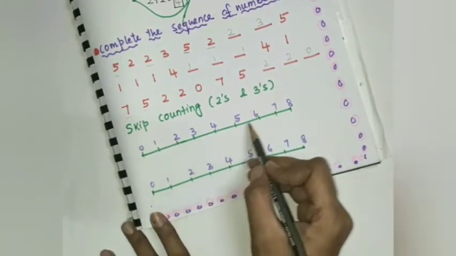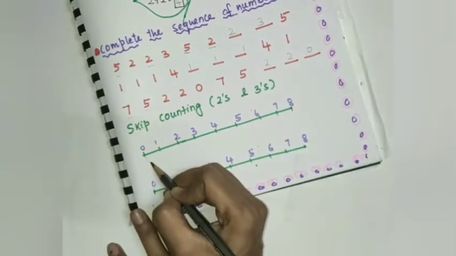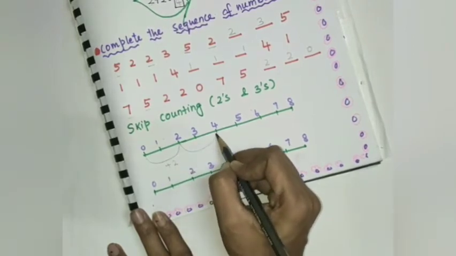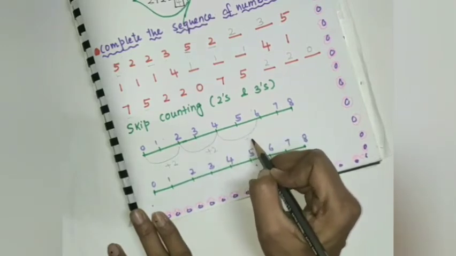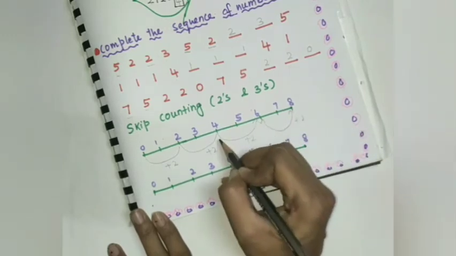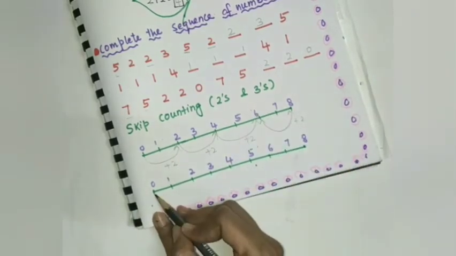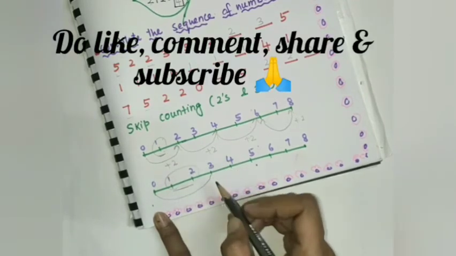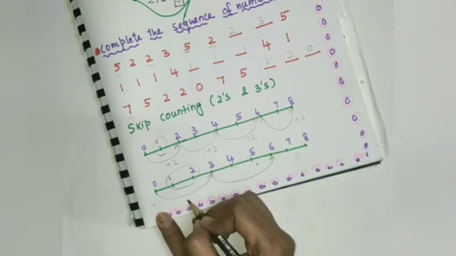Okay, then skip counting by 2. What we'll do is skip one number in between. Then again skip one number: 2, skip 3, then go to 4, then 4 to 6, skip one number. Otherwise we'll just add two and jump. Like that we'll do skip counting by 2. Then for 3, we skip two numbers in between. Here there are 2 numbers, 1 and 2, we skip. Otherwise we'll just add three: 0 to 3, then 0 to 6.